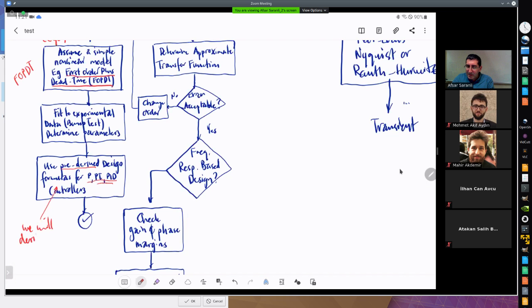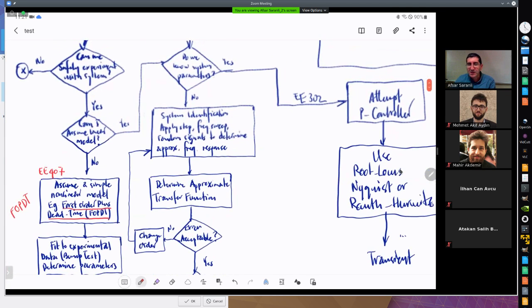Now, when we say pre-derived, what I am saying is that we will derive these formulas. These are very popular design formulas that are found in the literature and in the industry. Their use is very simple, because once you assume a simple FOPDT model and find its parameters, you just plug these parameters into these formulas, and that gives you a starting point for a more or less reasonably behaving controller. So that is a design path, right?